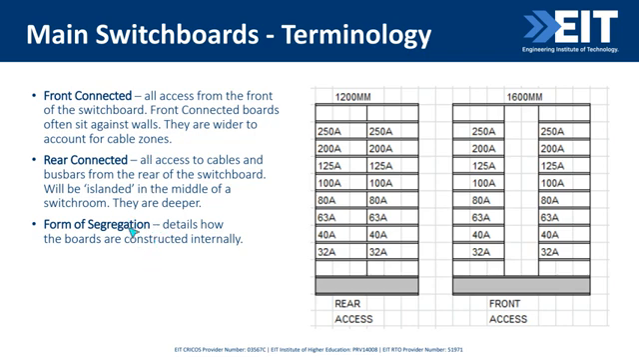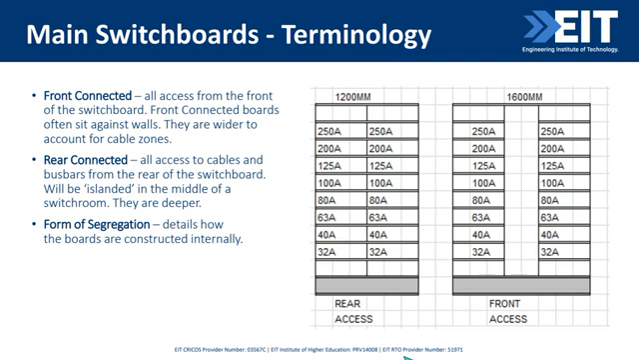Now the third term you might hear is form. So how you differentiate or segregate your circuit breakers from your bus bars will dictate what's known as the form of your board, and that's how the internals of that switchboard are constructed.